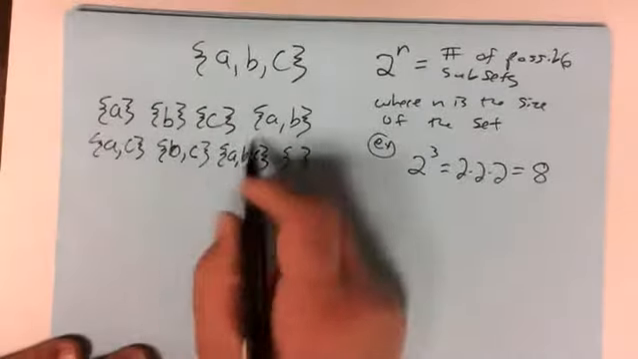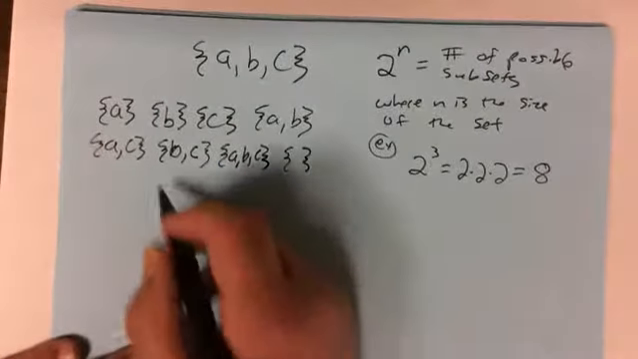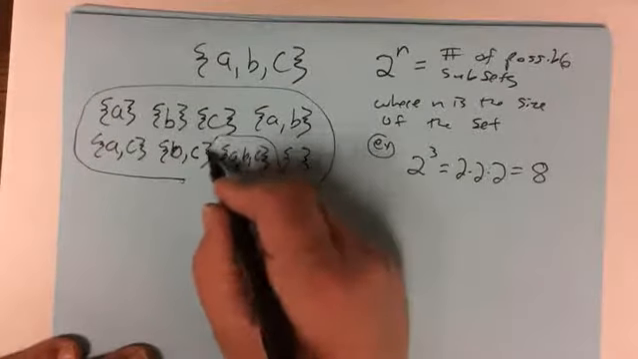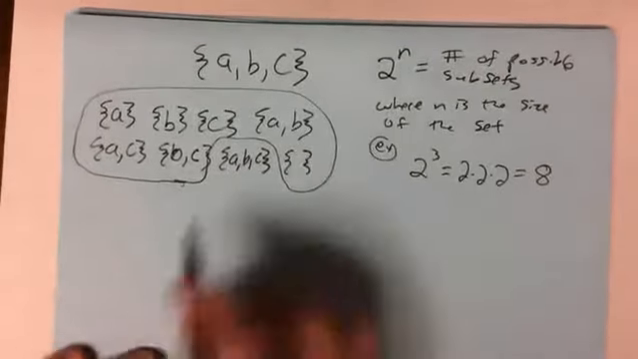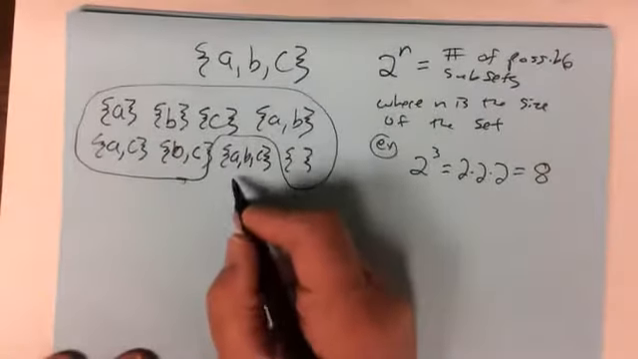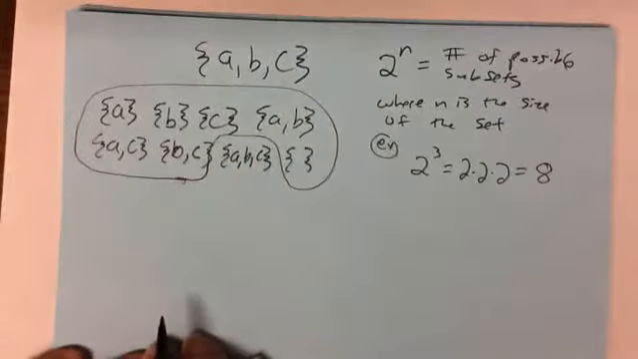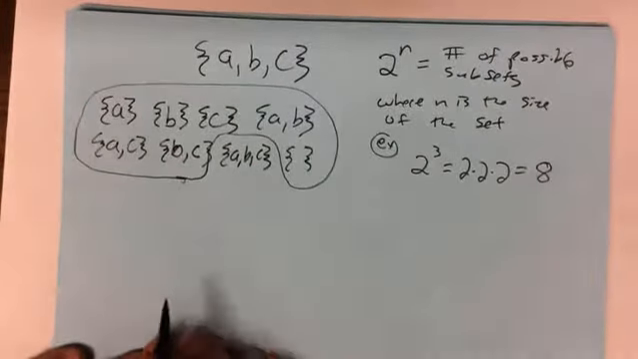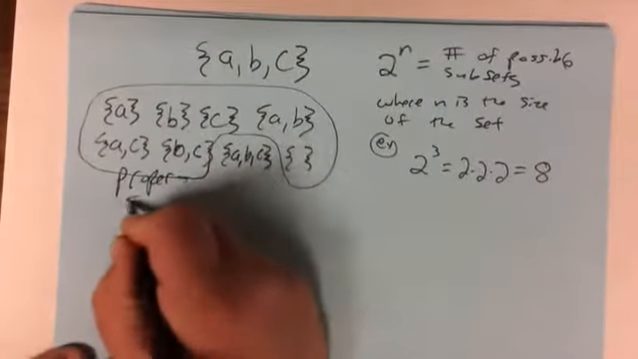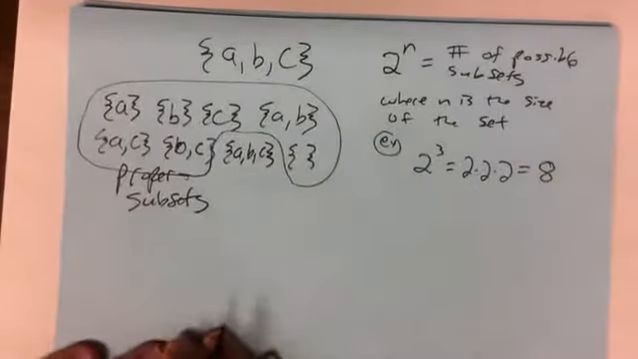Okay? So now all of the subsets of this set would be proper subsets except for one set. So I'm going to circle all the proper subsets. Okay? So these are all the proper ones. What set is not a proper subset? And that would be the set itself. So all the ones that are actually smaller than the original set, those are all the proper subsets.